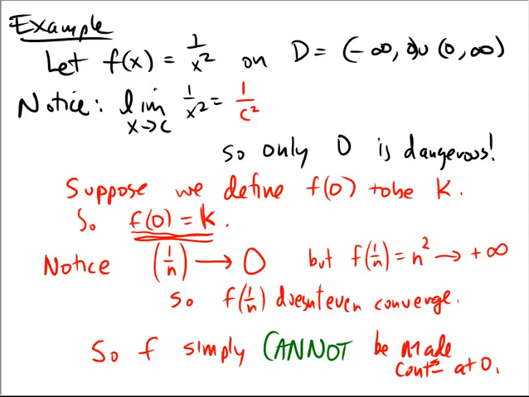So 1 over x squared is a different kind of discontinuity than x times sine 1 over x. X sine 1 over x was removable. We could fill it in. But 1 over x squared has a necessary discontinuity.